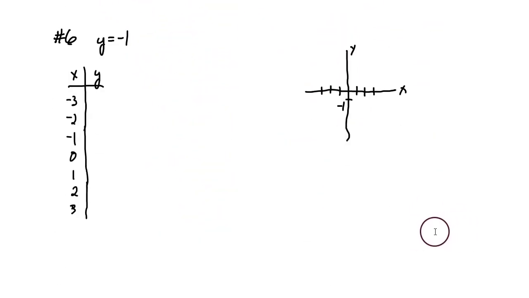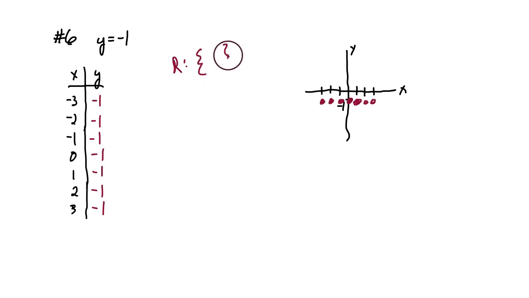Number 6, y is always equal to -1, no matter what x is. So this is -1, -1, -1, -1. This one's really fast to fill in. Now let's graph this. When x is -3, y is -1. When x is -2, it's -1, and so on. A horizontal row of dots, all at a height of -1. We were also asked for the range. I forgot to give that. It's all the y values. The only number is -1.